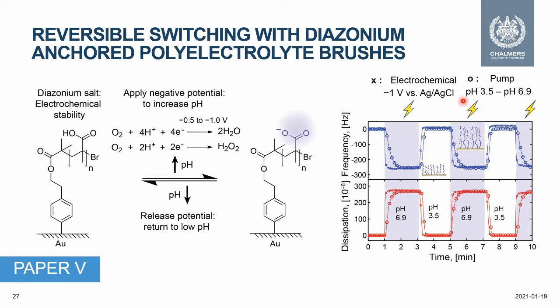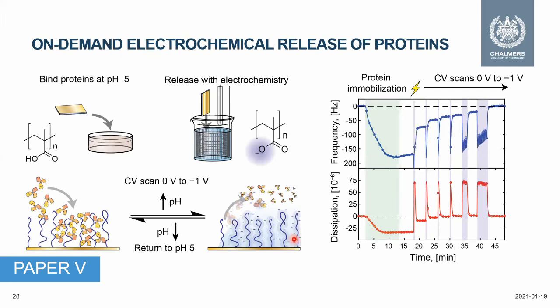Compared to the pump experiment with the circles, we see that the response is nearly identical, except that the pump is much slower in switching the pH. And this is because it requires a complete replacement of the flow cell liquid to switch the pH, something which the electrochemical method does not require. It only requires switching the pH at the very vicinity of the electrode surface, making it much faster.